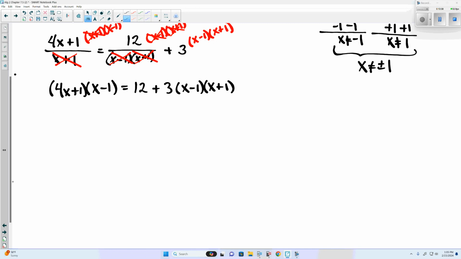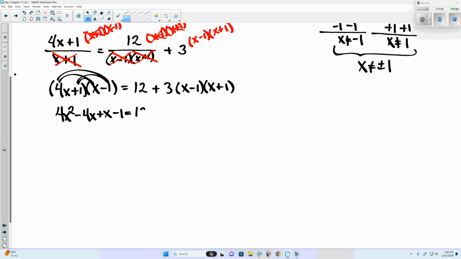Any questions on any of this here? Now the first thing we can do next is distribute. So we're going to do 4x times x squared. 4x times negative 1 is negative 4x. Then we're going to do 1 times x, which is plus x, plus 1x. And 1 times negative 1 is negative 1.